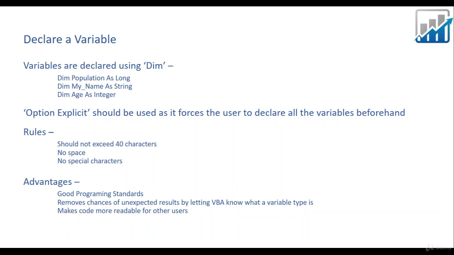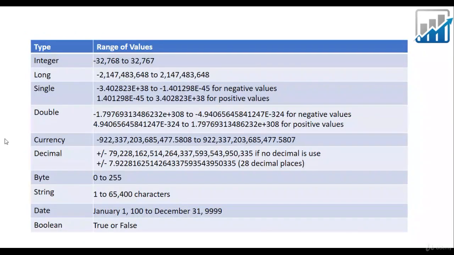Now the question you may be asking is, why is it important to declare a variable? It's considered good programming technique. It removes chances of unexpected results as we are letting VBA know what a variable type is, and it makes code more readable for other users as well. These are some of the different types of data types we have. So we've got integer for small numbers, we've got long for big numbers. So for population, I might have long, or I might even have a double.